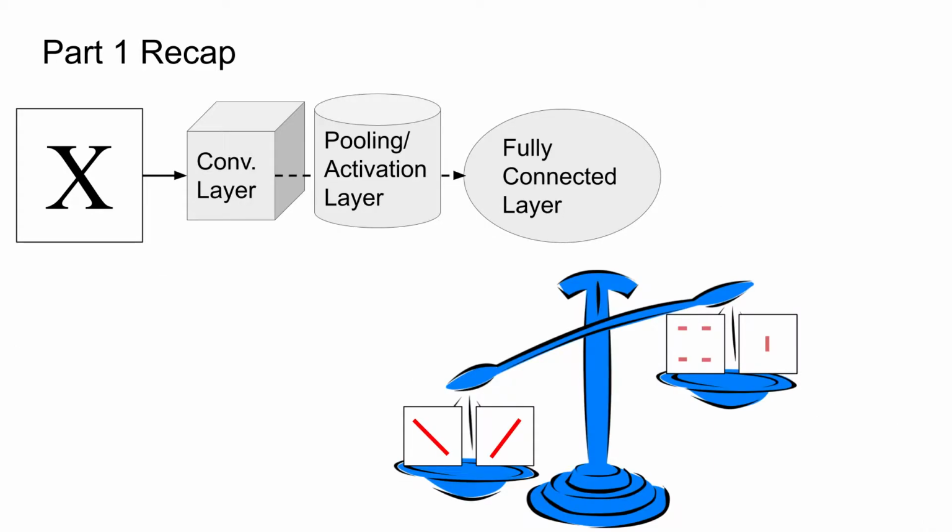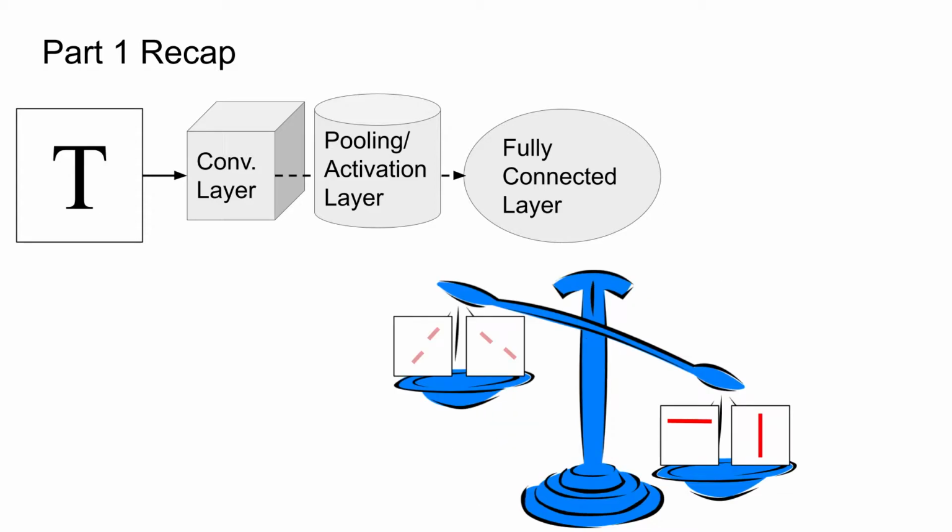We set the weights in this final layer to effectively add up all the diagonal lines and compare it to the sum of the vertical and horizontal lines. If there were more diagonal lines, it would indicate the image was an X. If there were more vertical and horizontal lines, it would output a T. And because we were only comparing X's and T's, this worked fine.